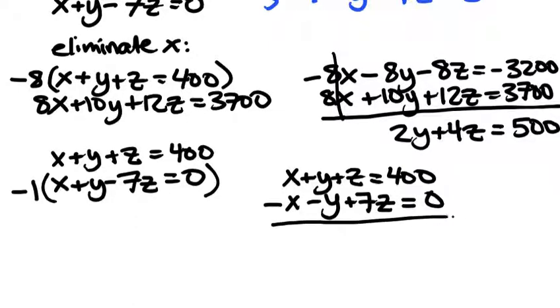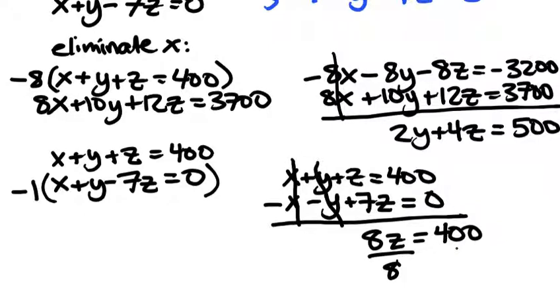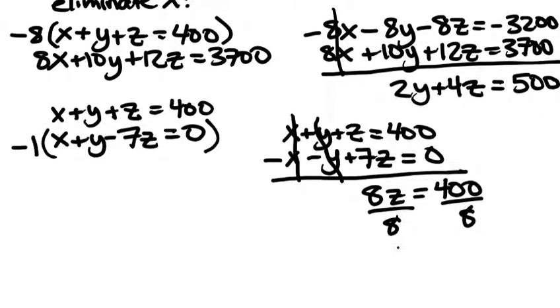Now, when I go to add these together, something really nice happens because my x's cancel out and my y's also cancel out. So just like that, I automatically get the value for z. If I add these, I have 8z, 1z plus 7z would be 8z, and 400 plus 0 is 400. So I don't need to put the two equations together at this point because I'm going to get one of the variables right now. 400 divided by 8 gives me a value of z equals 50.